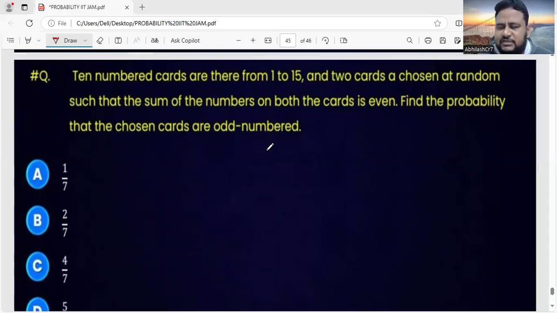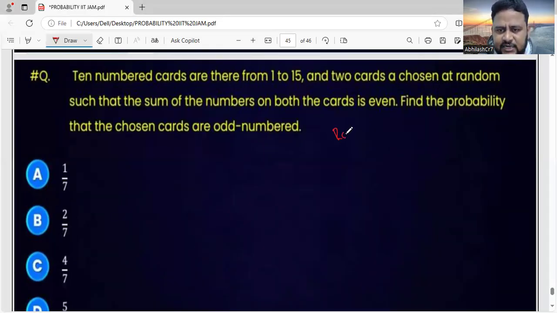This question we will solve later, because it is quite related to random variables also. So we will come back and do it after we do random variables.